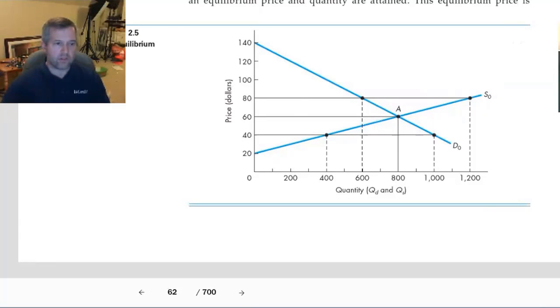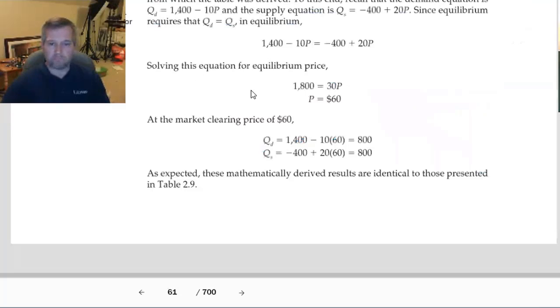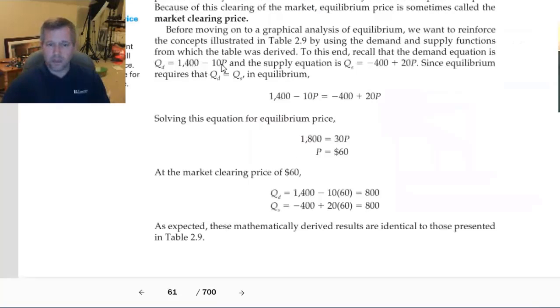So when I come over here to this equilibrium, I've got this demand equation, this supply equation, and I know that the equilibrium value for P has to be exactly the same. I can't have two different prices. And the quantities have to be the same too. So again, it says, since equilibrium requires that quantity demand equals quantity supplied.